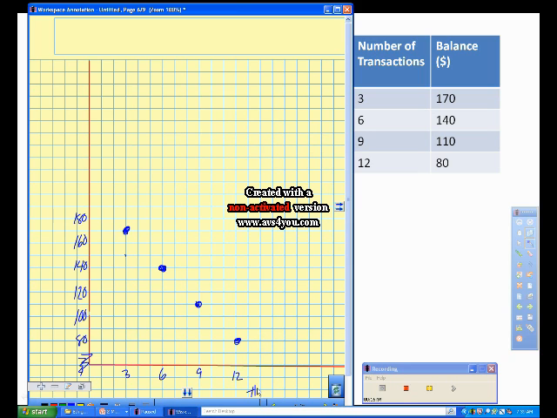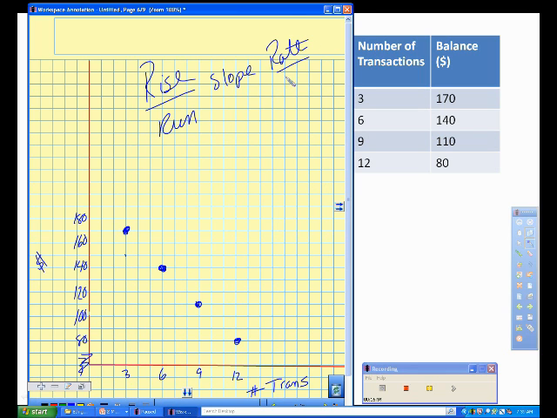So I put my number of transactions on my x-axis because that is my independent variable. The amount of money in your account is going to depend on how many transactions you do. I've already graphed the data. I'm not going to rehash how I did that. Let's take a look at our rate of change. So remember our rise over run, which is just another way of saying what the slope is, which is just another way of saying rate of change.